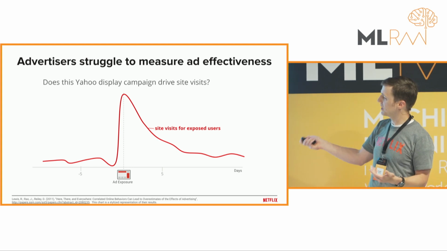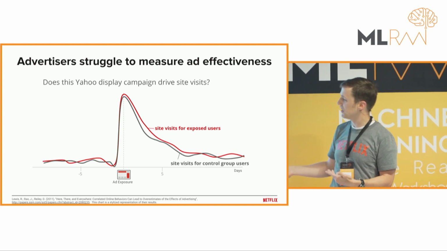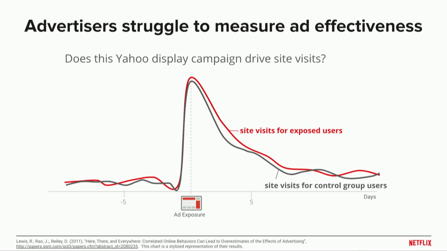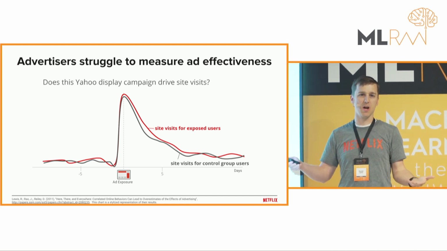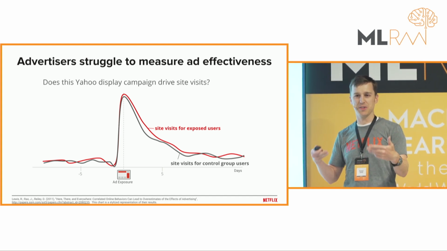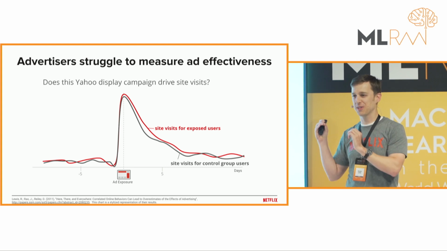That's really great. But then we ran an experiment, and the black line shows a control group of people who were shown a placebo ad instead, an ad that was not actually related to the advertiser. Somehow there was a huge spike of activity on the day the ads were being shown to people. What was going on here? Was it that ads that had nothing to do with the website were causing people to visit the website?